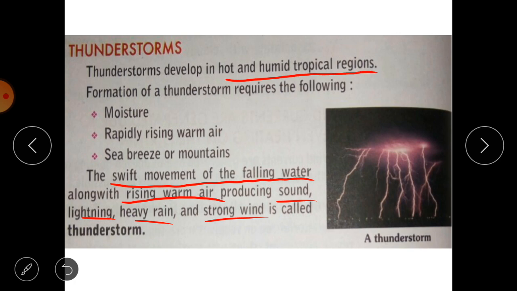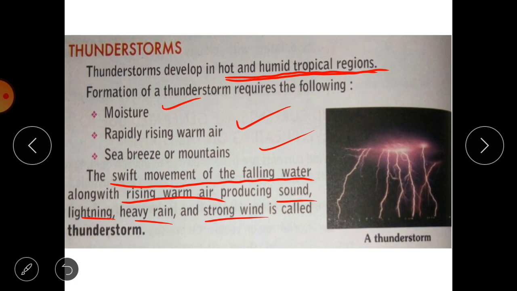Thunderstorms develop in the hot, humid and tropical regions, and these regions get heat most of the time. So the high temperature in these areas produces strong rising winds which carry water droplets up, and these droplets condense and fall down as rain. This condition occurs in the hot, humid tropical regions. The formation of a thunderstorm requires moisture in the air, rapidly rising warm air and a sea breeze or mountains.